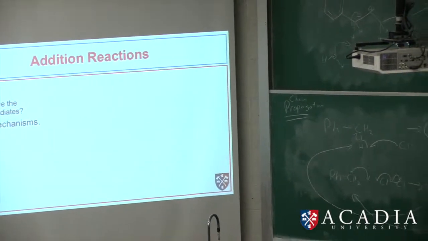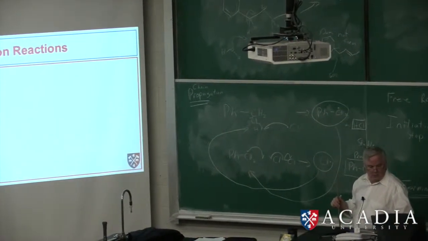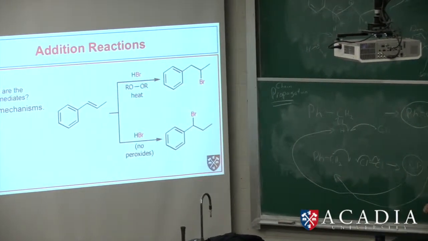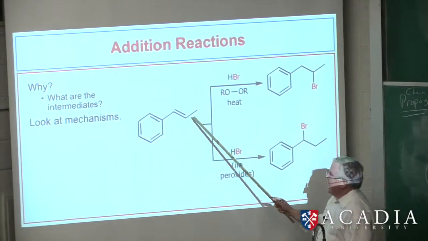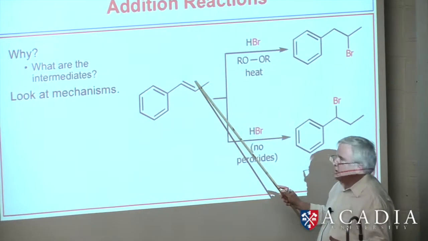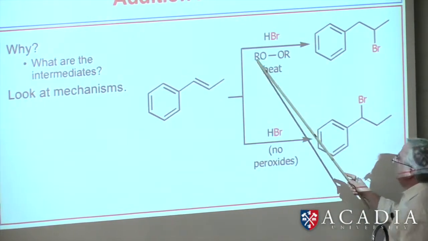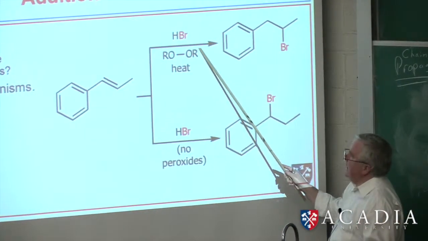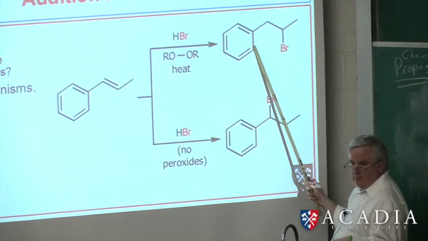So you need to look at what are the intermediates for those addition reactions. Oh, I have my slides mixed up. We can do addition reactions. So here we have a styrenyl type of compound. Our double bond is conjugated with the ring. If we react this with HBr under conditions where we add a free radical initiator, we get this product.